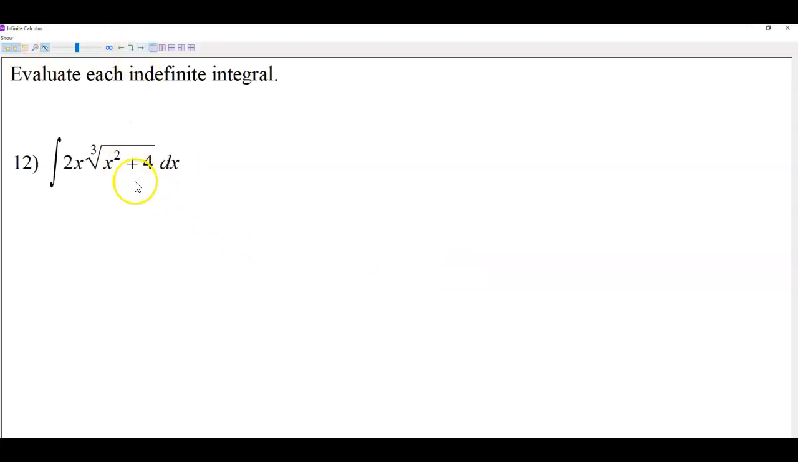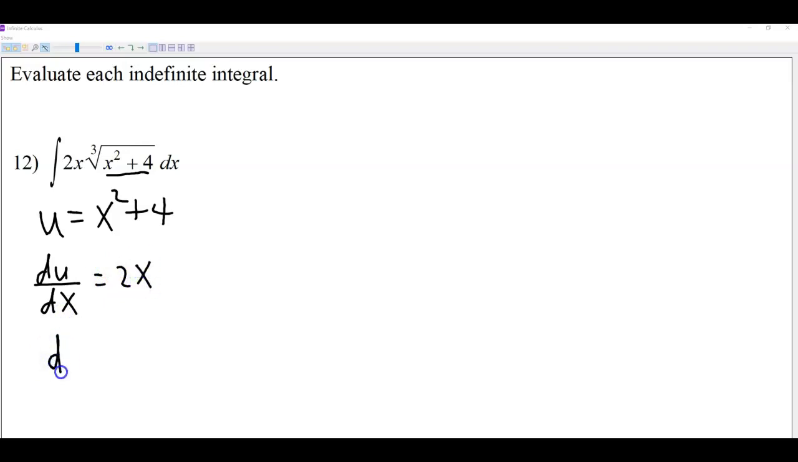Number 12. Actually, it's just more u substitution. I see another inside function here. So u is equal to x squared plus 4. Step, find the derivative of u with respect to x. Next step, get the dx by itself.